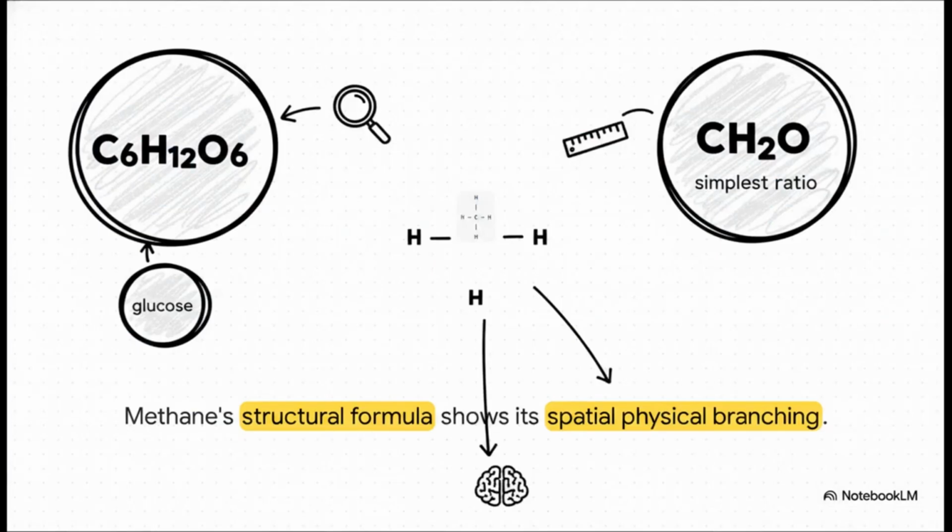Now let's talk about how we visualize these bonds, because it changes depending on the data you need. An empirical formula kind of zooms out, giving us the absolute simplest, stripped-down whole number ratio, like CH2O. A molecular formula tells us the actual physical number of atoms in the molecule, like C6H12O6 for glucose. But a structural formula, like a spatial map of methane, gives you the exact spatial architecture and physical branching of those bonds. It shows how chemists have to adapt their notation based on the specific granularity required.